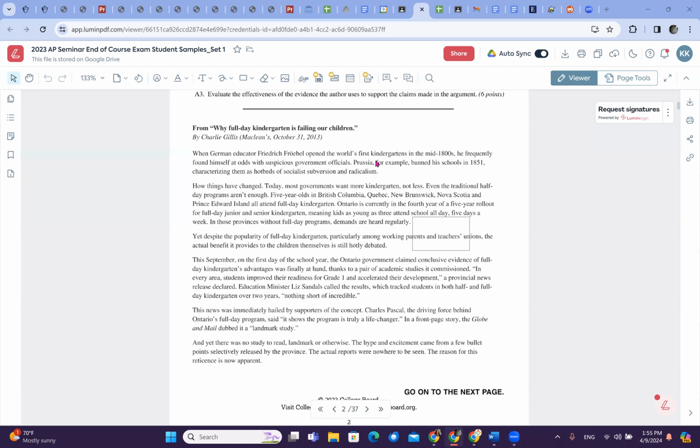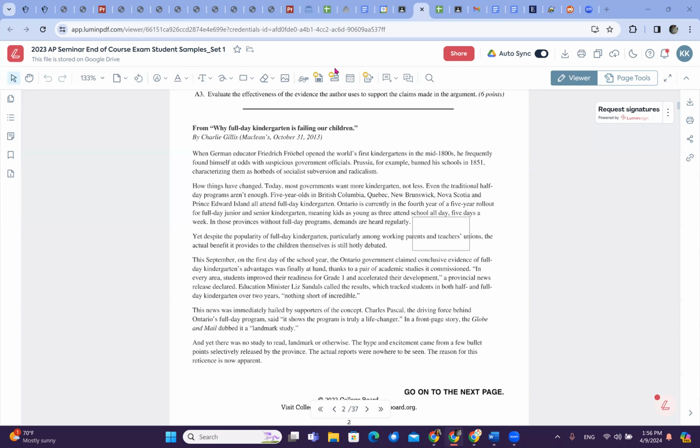This September, on the first day of the school year, the Ontario government claimed conclusive evidence of full-day kindergarten's advantages was finally at hand, thanks to a pair of academic studies it commissioned. In every area, students improved their readiness for grade 1 and accelerated their development. A provincial news release declared, Education Minister Liz Sandals called the results, which track students in both half and full-day kindergarten over 2 years, nothing short of incredible.